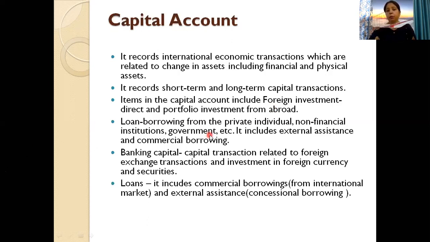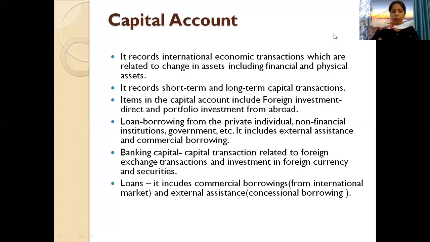Next is loan. Borrowing from private individuals, non-financial institutions, government, etc. It includes external assistance, right? And commercial borrowings. So what is external assistance? External assistance means when the firms or the government or the private sector borrow from the rest of the world on concessional rates. While commercial borrowing means when the government or the private sector borrow from the international market.